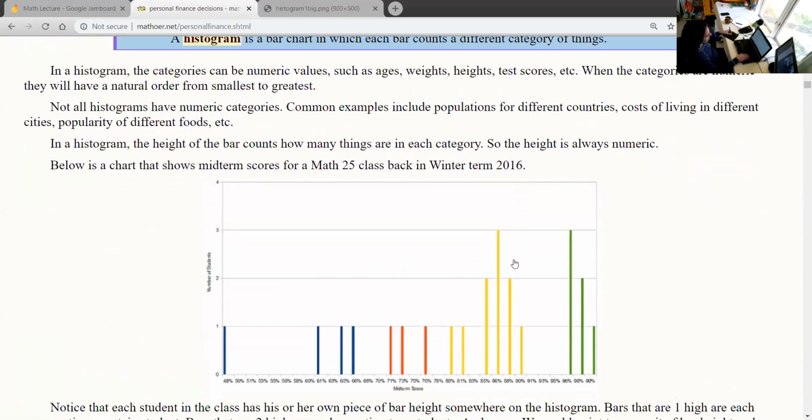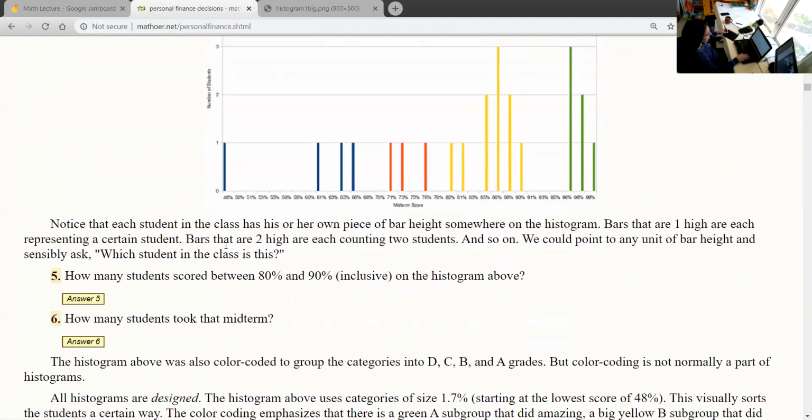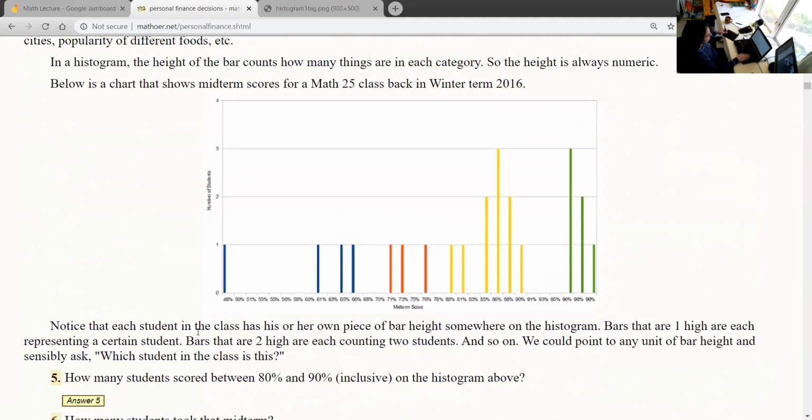The height of the bar is how many things are in each category. So the height is always a number. You can't have names of students or names of countries or things here because we're counting how many. Notice that each student has a piece of bar.